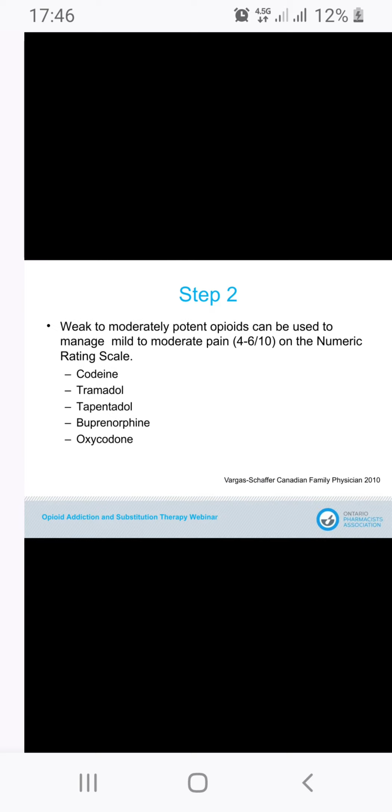Then in step 2, we move more into the weak or moderately potent opioids to manage more mild to moderate pain. So if a patient is endorsing a pain 4 to 6, then we know they're more moderate pain. And examples of these types of opioids include codeine, tramadol, tapentadol, buprenorphine, and oxycodone. Oxycodone probably is more of the moderately potent opioids, but oftentimes we do see it used commonly in the mild to moderate stage as well.